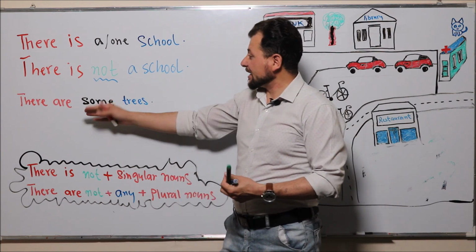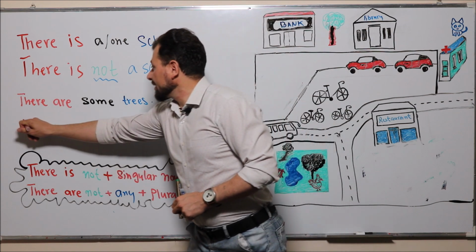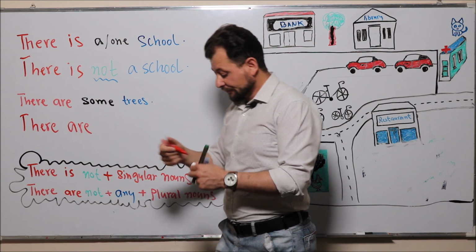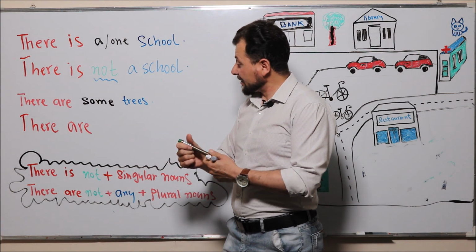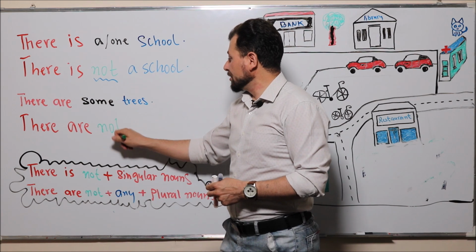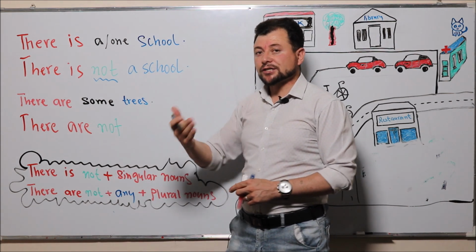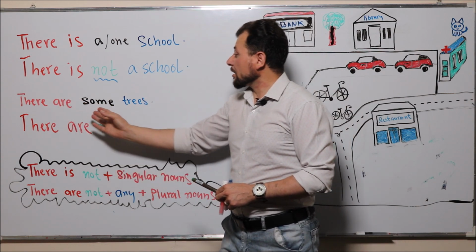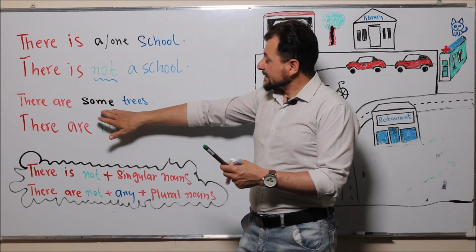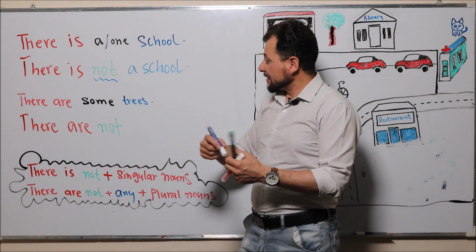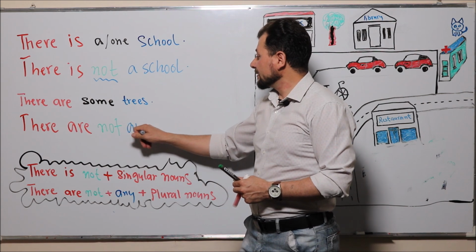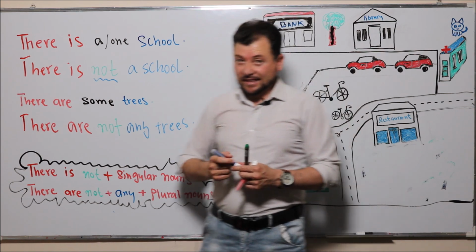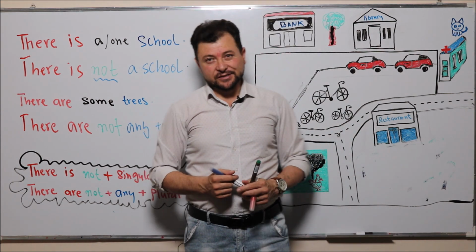So if I change this to the negative, I say there are not. So in here, some changes to any. So I say there are not any trees. I cannot say there are not some trees. So some changes to any. So I say there are not any trees. So in this picture, there are not any trees.